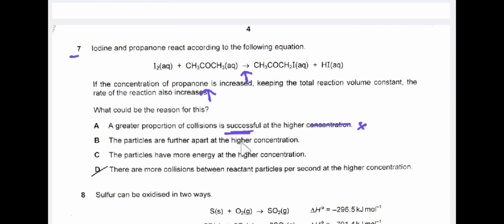Then, particles are further apart at higher concentration. No, this is wrong because at higher concentration the particles are close together. The particles have more energy: more energy occurs if temperature increases, so this statement is wrong. There are more collisions between the reactant particles per second. Yes, this statement is correct because as the concentration increases, suppose this is a jar and we increase the concentration, now there are more molecules per unit volume, so more collisions occur per second.